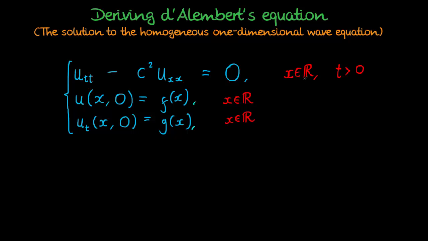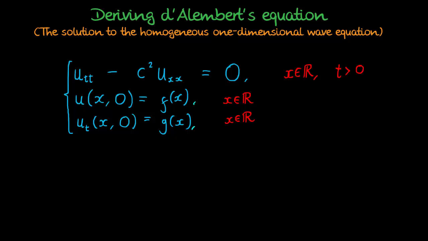This is defined for x in the real numbers, so anywhere from minus infinity to plus infinity, so this is modelling an infinitely long string, for time greater than some starting time 0. And at that starting time 0 we've got a couple of initial conditions. One of them tells us the displacement of the string u, so u at time equals 0 is given by f of x, so that's the initial shape of the string. And the time derivative of u, so that's the initial velocity of the string, is given by g of x, again at time equals 0. So that's the problem that D'Alembert's equation solves.